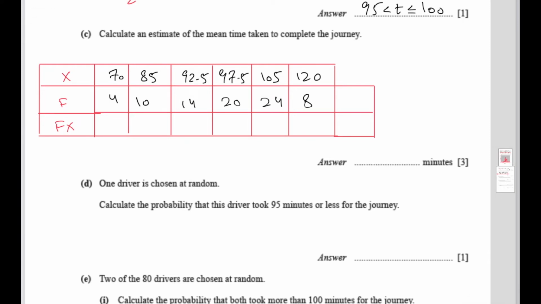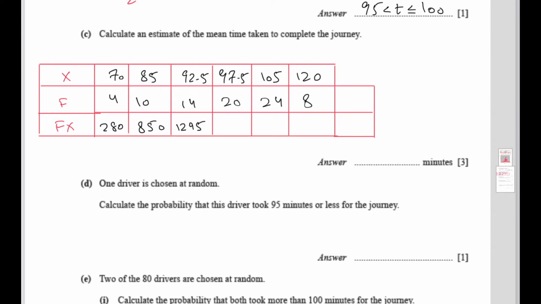These get multiplied with the x values, which are the middle values. So 70 times 4 gives us 280. 85 times 10 gives us 850. 92.5 times 14 gives us 1295.